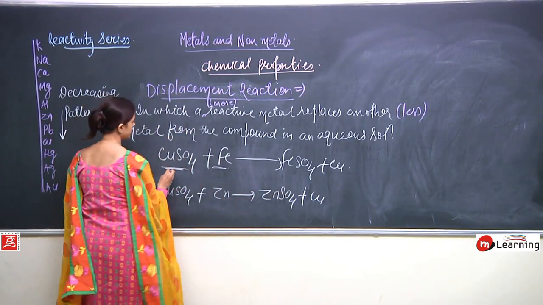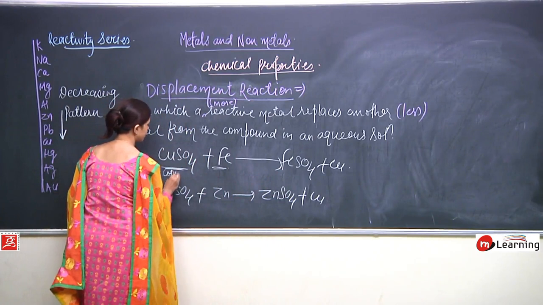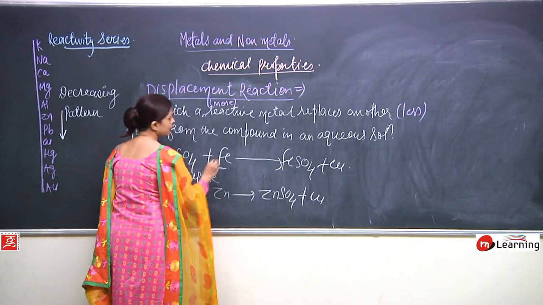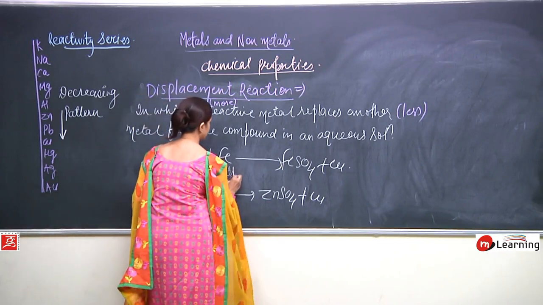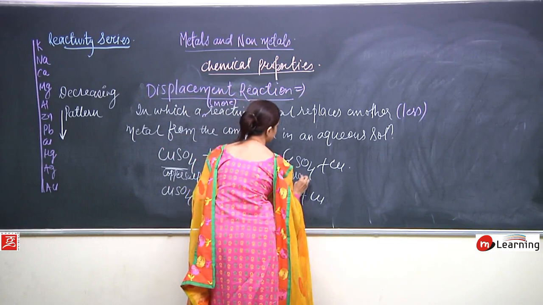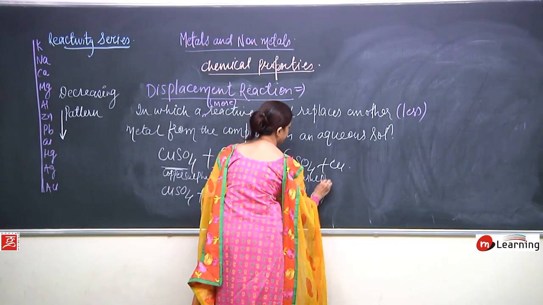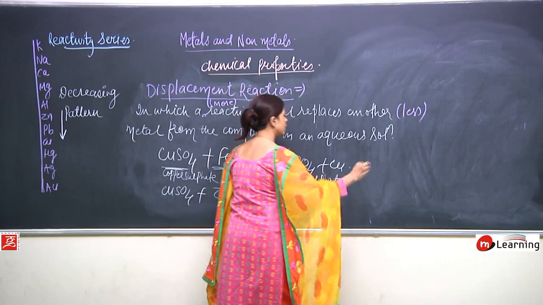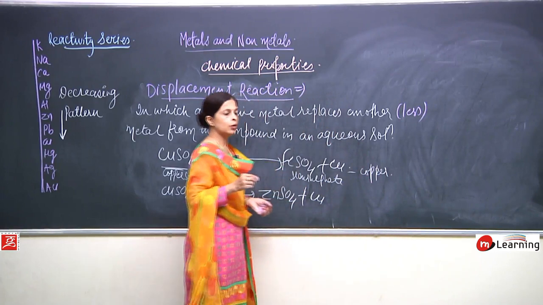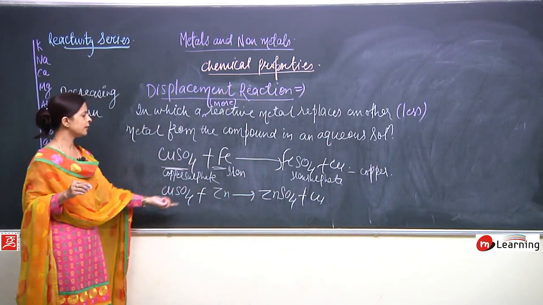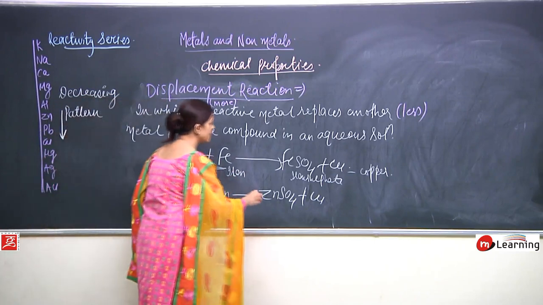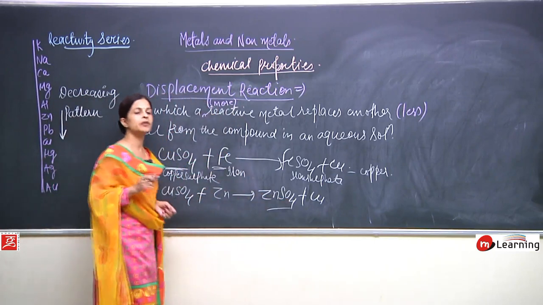So how can I write here? Copper sulfate and here iron, now iron sulfate, and copper will be out. Here again copper sulfate, zinc, so zinc sulfate is formed. Here copper sulfate was there, and here zinc sulfate will be formed.